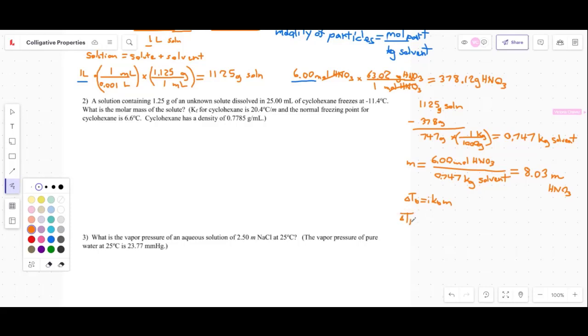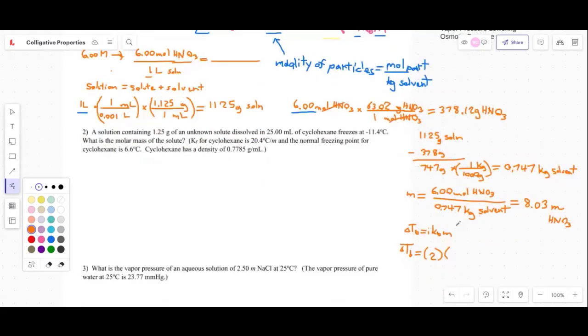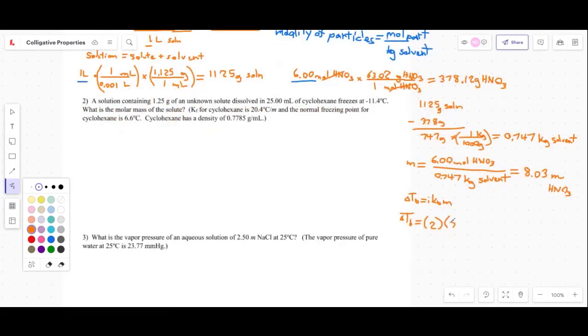2 ions. Or just, yeah, simply 2. You can think of i as the number of ions. So what is the value of i in this case? What did you say? I don't know if I caught it. Oh, you're fine. I said 2 ions, or just two. Yeah, 2, because nitric acid is a strong electrolyte, so it totally dissociates. You're right. And then 0.51 degrees Celsius per molal.